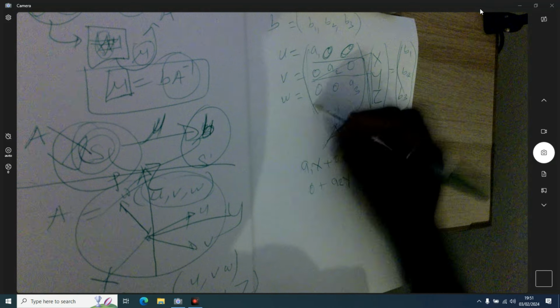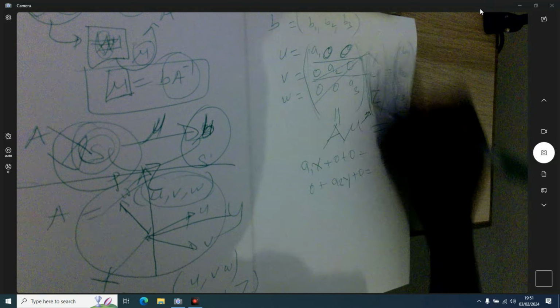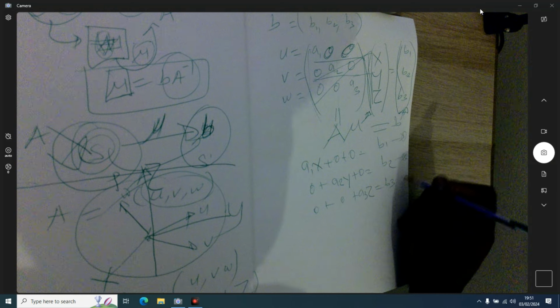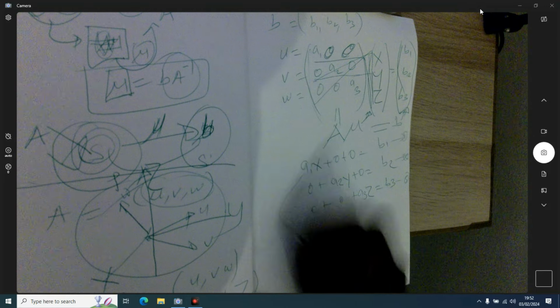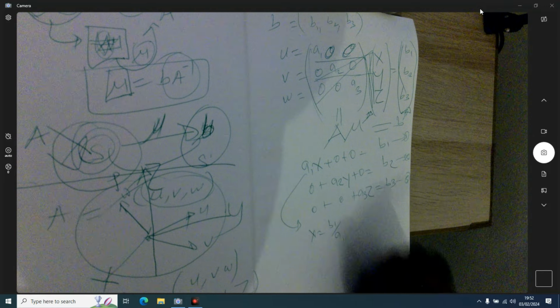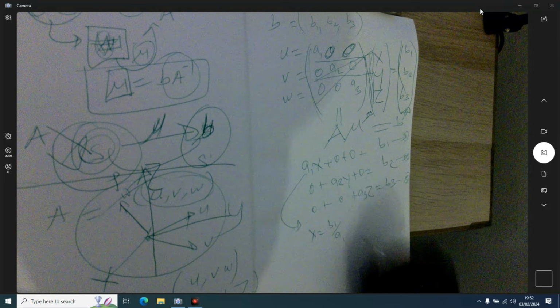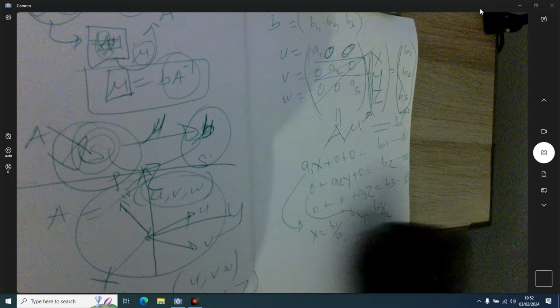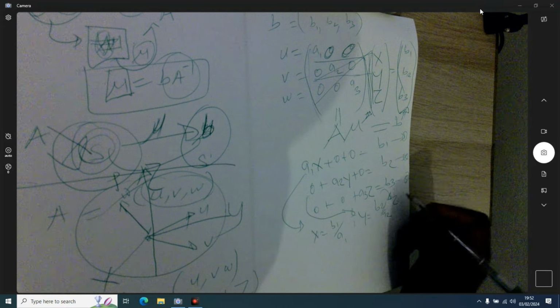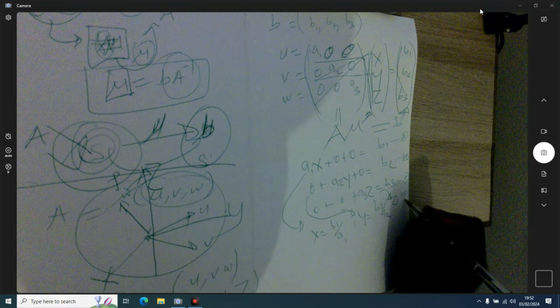And then we multiply that one again, matrix multiplication. 0 plus 0 plus A3z equals B3. So remember, these are different equations, 1, 2, 3. So solving them from 1, we get x equal to B1 divided by A1. And then the second one, we get y equals B2 over A2. And then the third one, obviously, is this one. We get z equals B3 over A3.